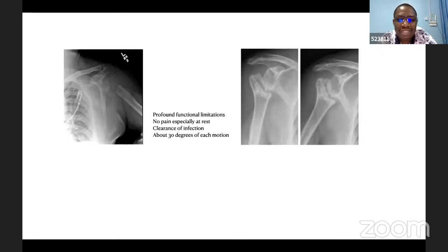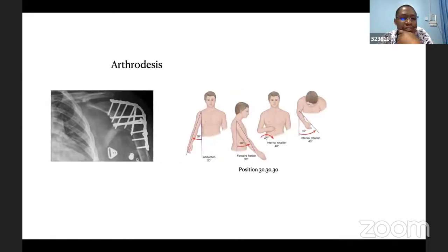They will get about 30 degrees of range of motion in each direction, which is almost like somebody who has a fusion can get. So on the right, the cut was a little bit proximal, and you now have a pseudarthrosis. Sometimes you can have this pseudarthrosis, and then in and of itself, it can become painful.